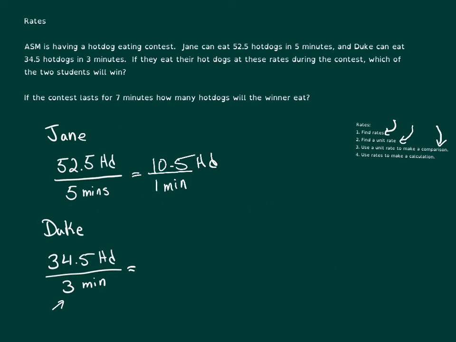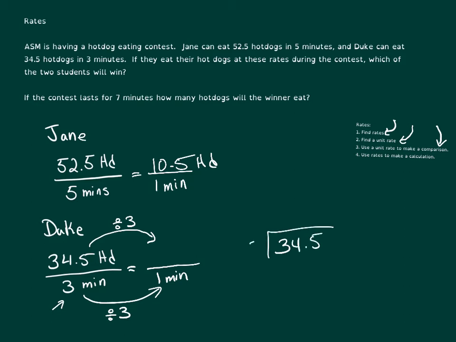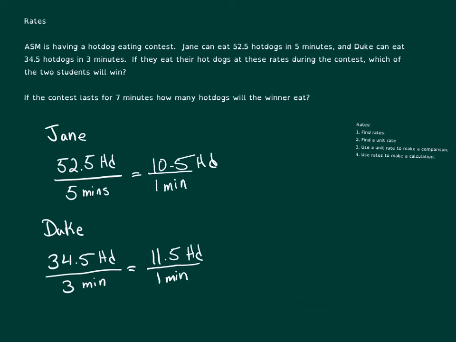Same process. I want to get to where everything is in a unit rate. So I don't want this to be 3 minutes, I want it to be 1 minute. How do I get from 3 to 1? I divide by 3. So I'm going to take my top number and I'm going to divide it by 3. So I'm going to have 34.5 divided by 3. When I do that, I get 11.5 hot dogs. Okay. And it's all cleaned up.